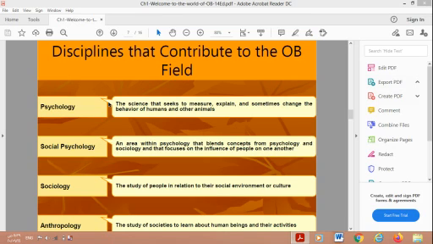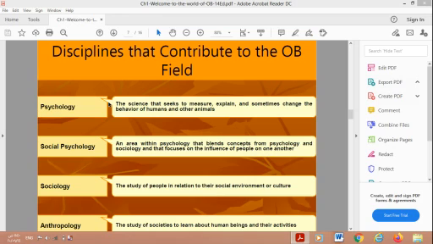Okay, so it is a science that seeks to measure, explain, and sometimes change the behavior of humans and other animals. So this science contributes to organizational behavior by studying some aspects or terms such as learning, personalities, perceptions, needs, and satisfaction, because we are focusing on studying the behavior of a human. So we are studying the personality, the perceptions, the satisfaction, the emotions, and the learning of this person.